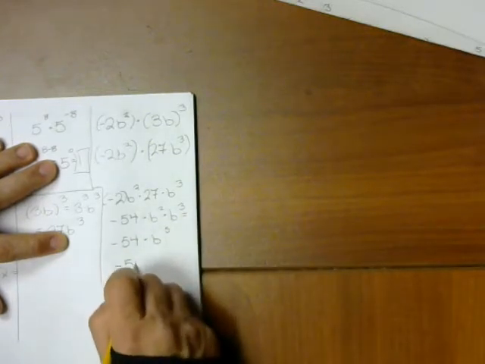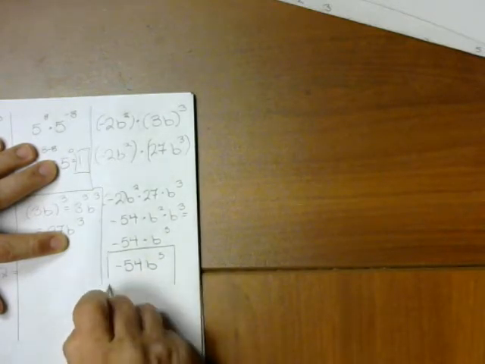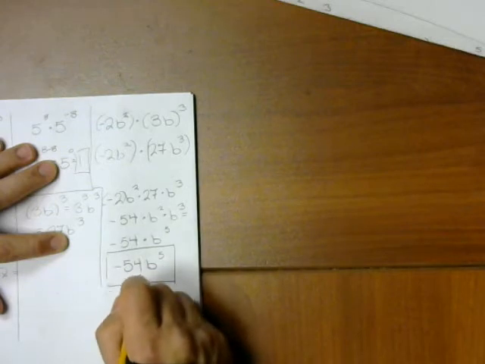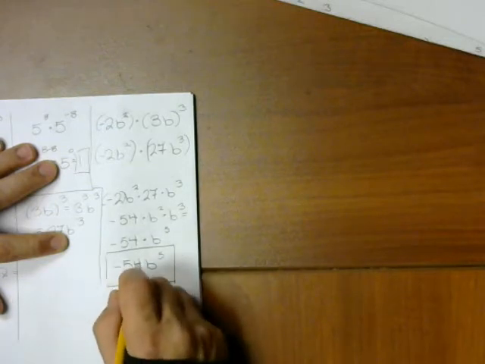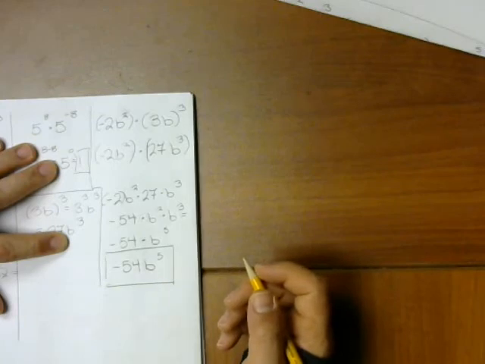And of course, I don't have to write that dot for the multiplication, because juxtaposition here tells us that this means negative 54 times b to the 5th. So we're done with that one as well.